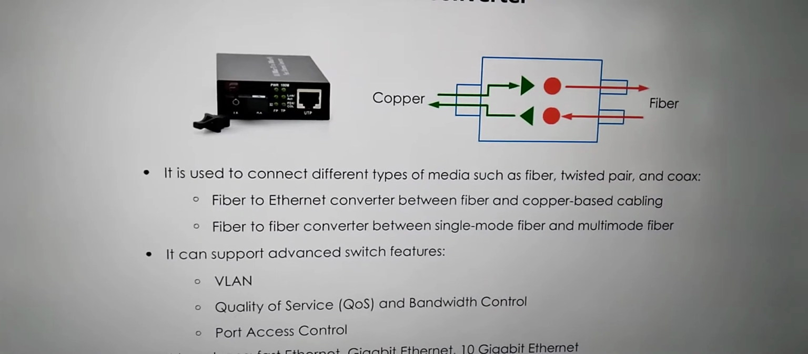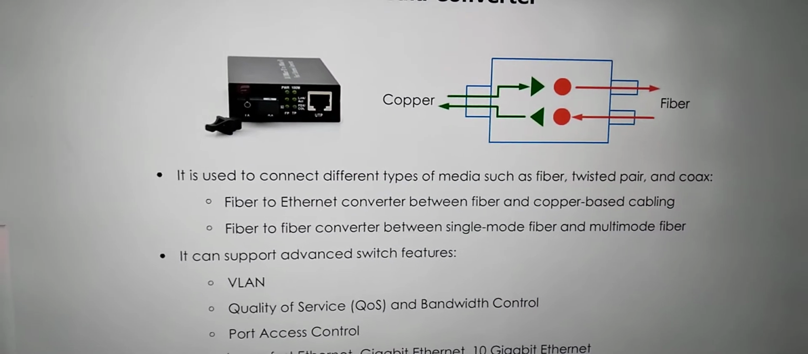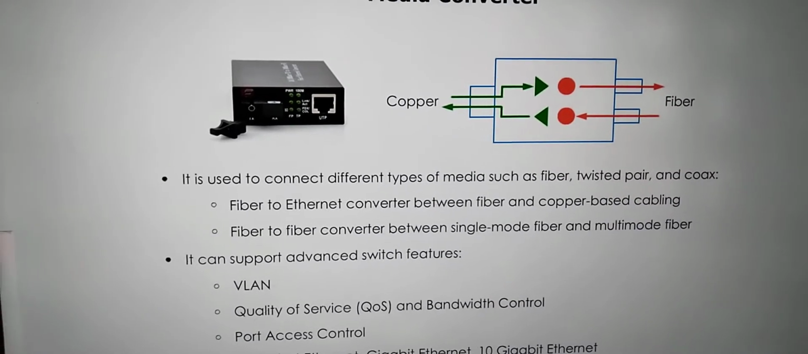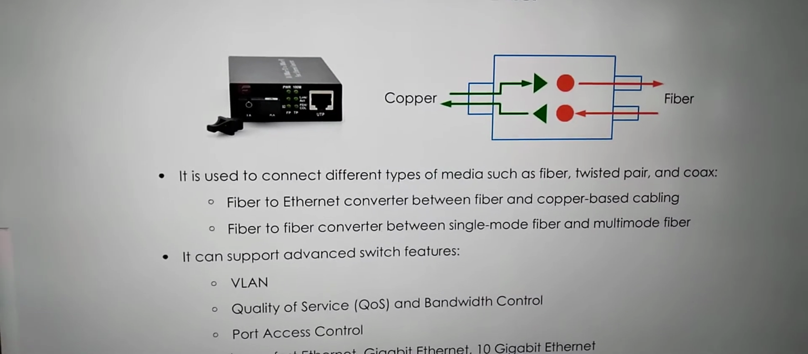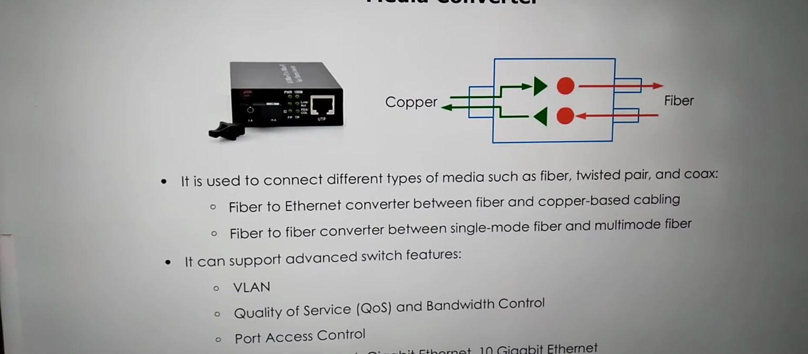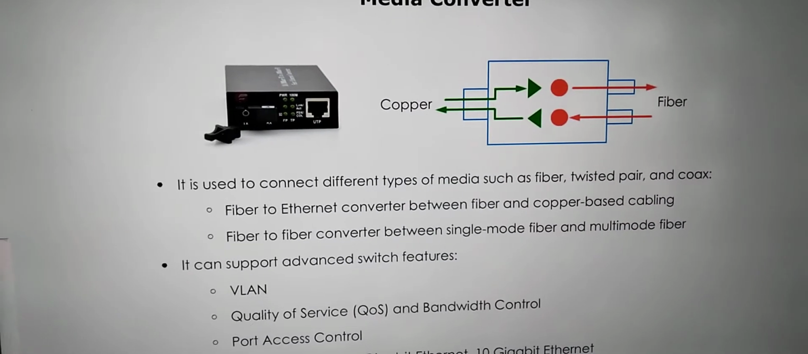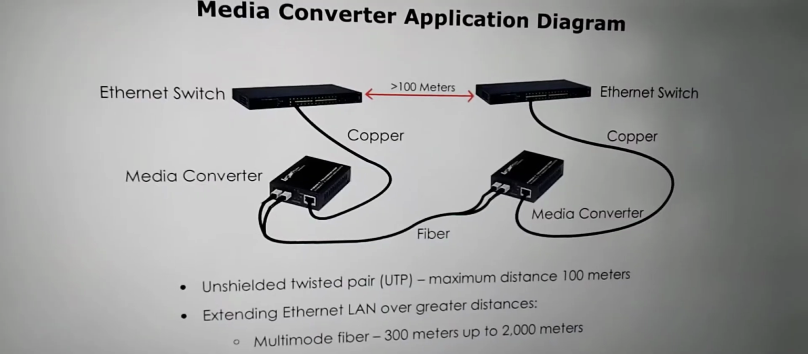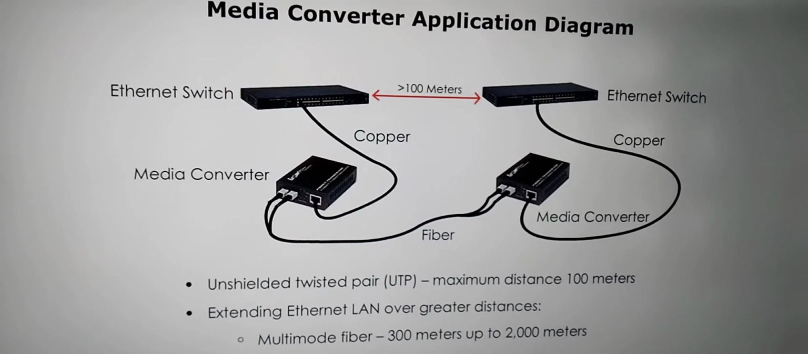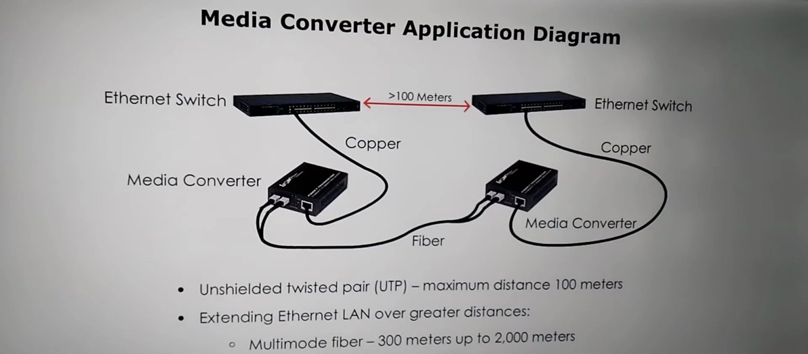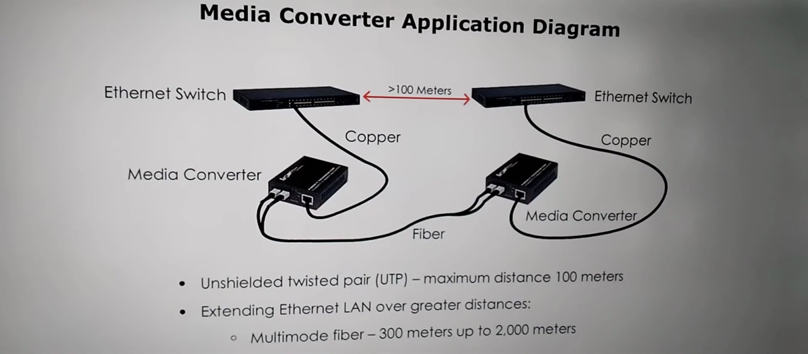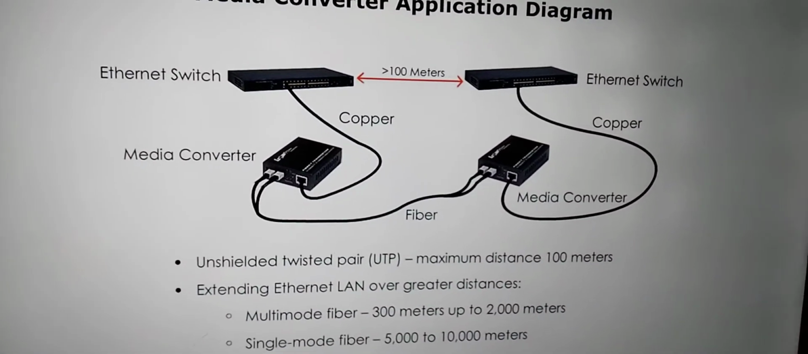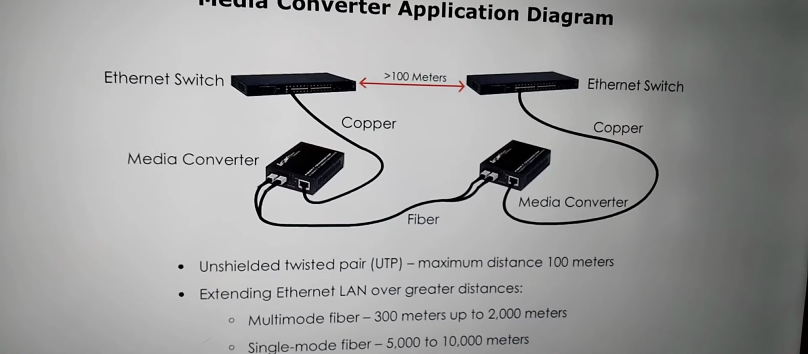So let's discuss speeds. With GBIC, it's 1 gig, which means 1 gigabit per second. And SFP, which is a bit smaller than the GBIC, is also 1 gig per second. Distance is about 300 meters up to 2,000 meters, depending on transmitting rate. The single mode fiber can transmit over a distance from 5,000 to 10,000 meters.